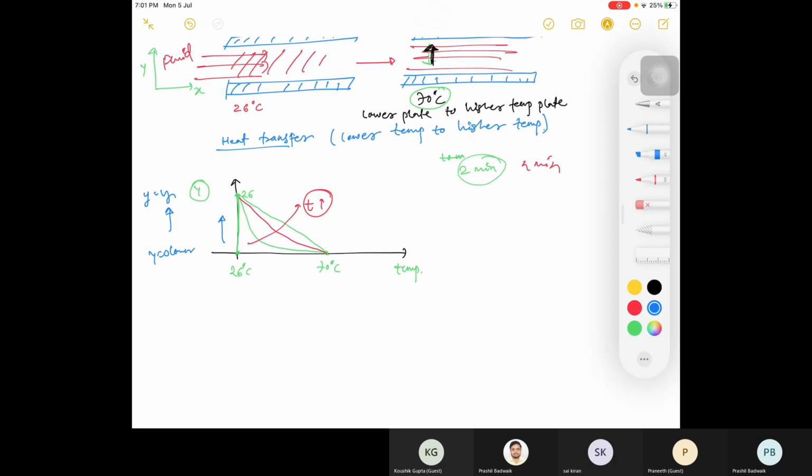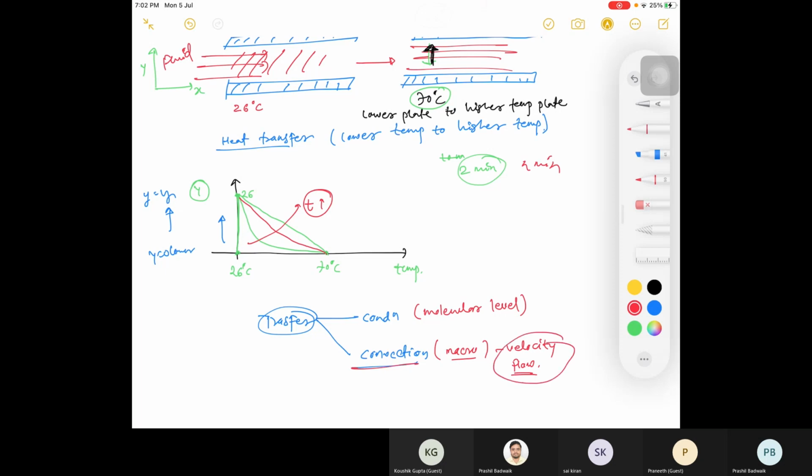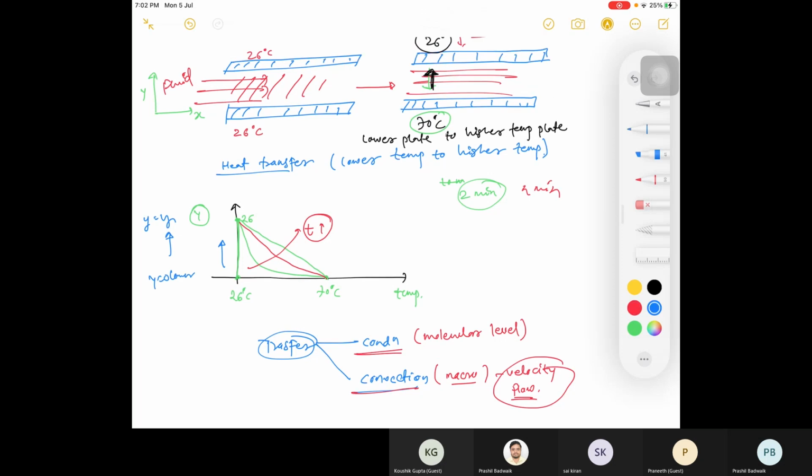And you know this transfer takes place because of two modes. One is conduction, the second is convection. Conduction is basically at the molecular level, and convection is at the macroscopic level, or you can say because of velocity. If there is flow, it is not at the molecular level. So because of velocity there is convection, and if there is no medium or no velocity, there is conduction. So here, which phenomenon is working?